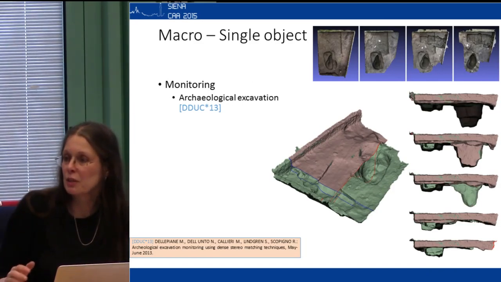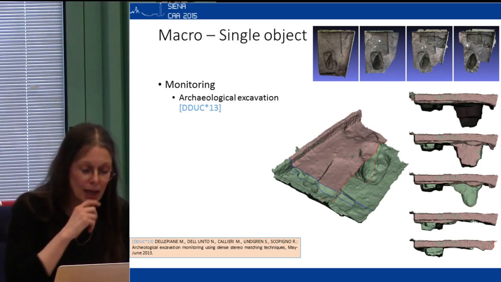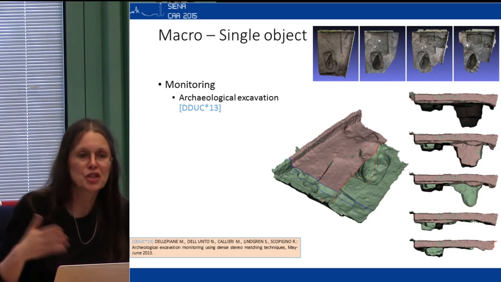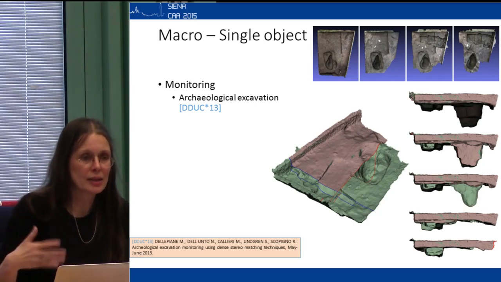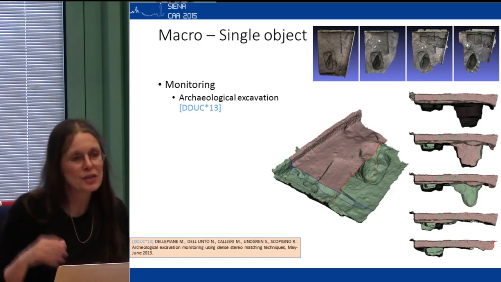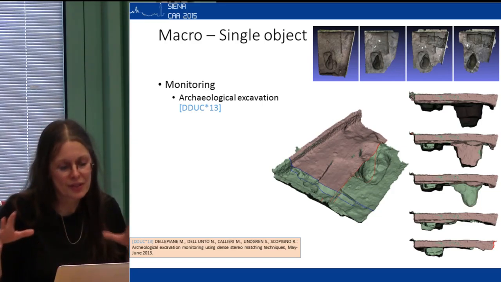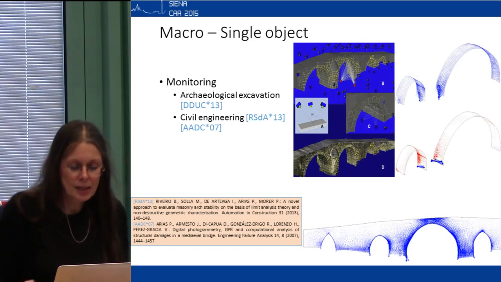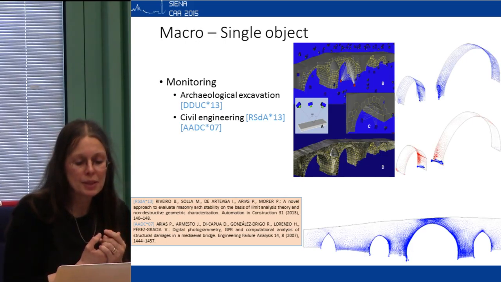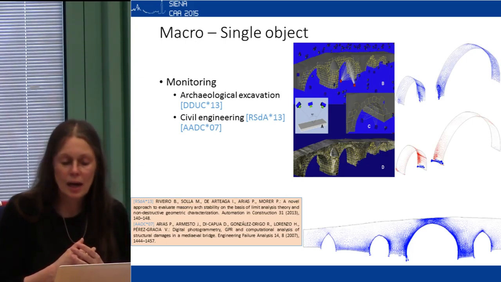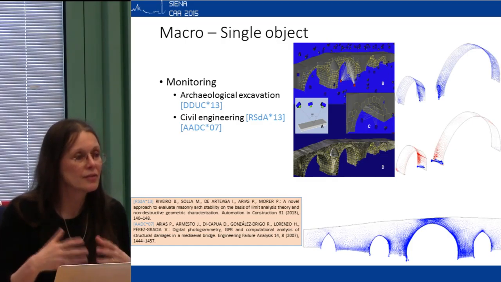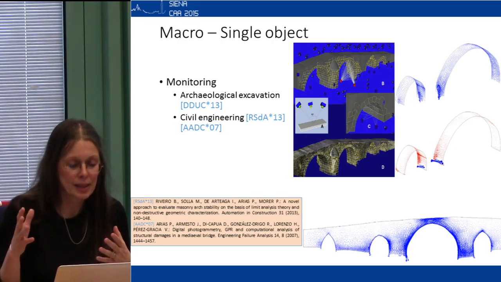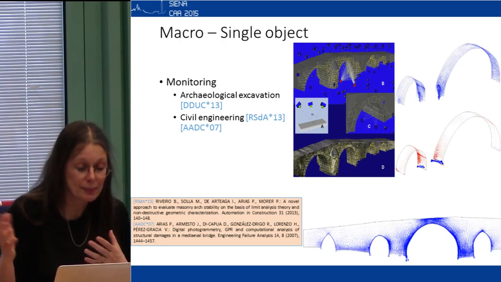And more relevant to your domain, and probably something that a lot of you have done, is tracking the shape of the landscape as an archaeological dig proceeds. That's another single object, where we think of the site being excavated as the object. Another example of single object is monitoring the state of large structures, for example, scanning in detail the shape and detail of a bridge over time.